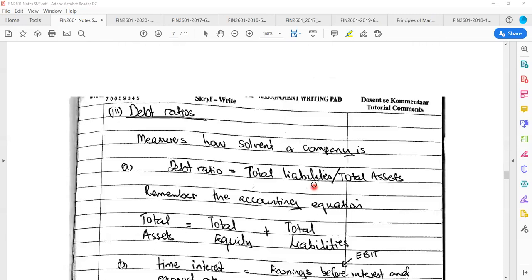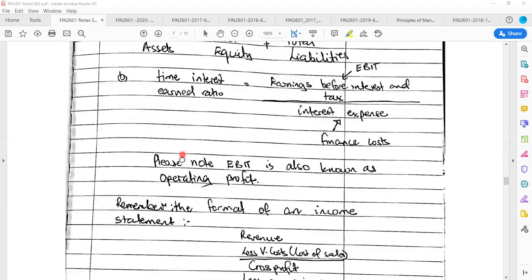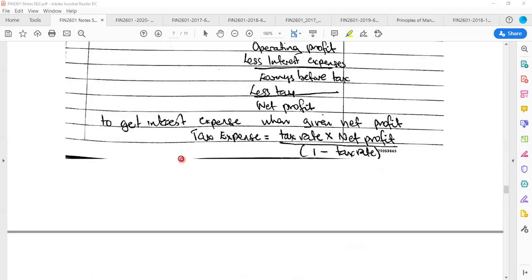Okay, so let's look at the remaining ratios. There are three types of remaining ratios left. Let me just finish those off. So we have debt ratios. These are the third type of ratios. And under debt ratios, we have two types of ratios you need to know.